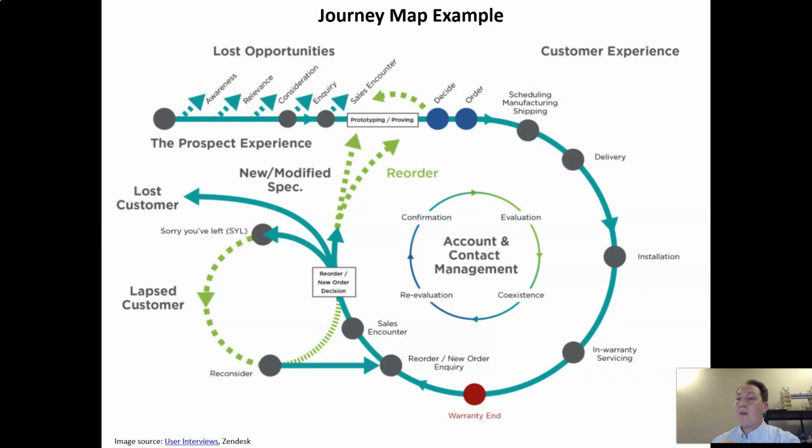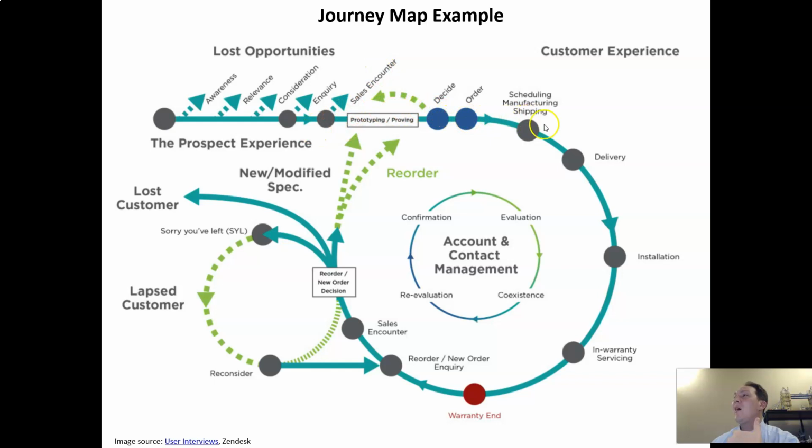Here's another example of a journey map. This one is kind of complicated. I don't necessarily love the design of something like this, but if you have to explain this process, it is fairly visual for someone to be able to remember these different stages that are going on. We're talking about a prospect here and the experience they're having. First of all, the things that might peel them off right away during the initial experience: awareness, relevance, consideration, inquiry, or sales encounter.